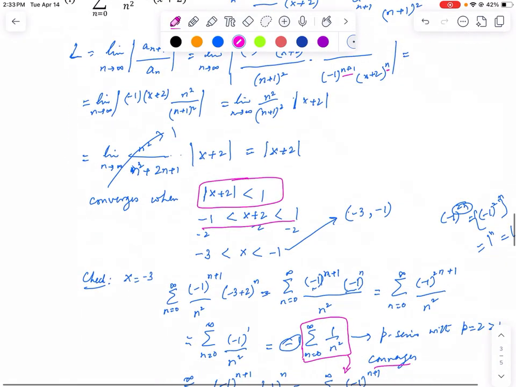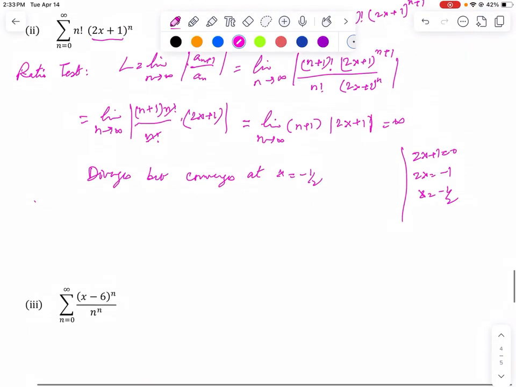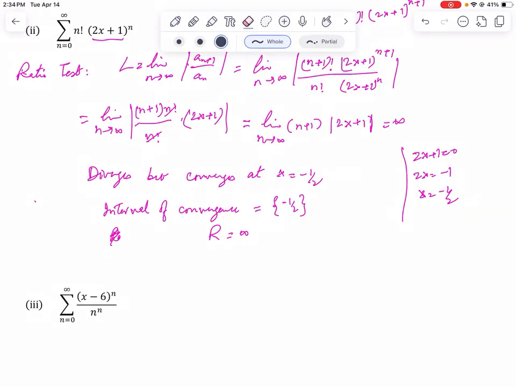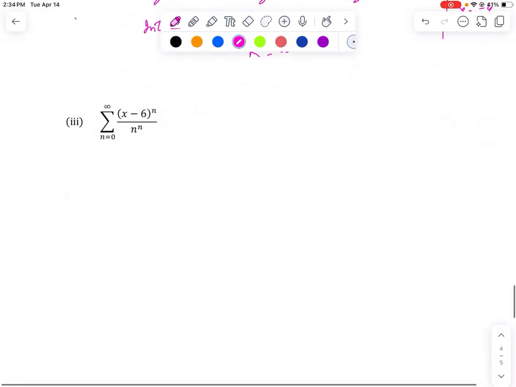Going back, so I say interval of convergence, although it's not an interval, but just one point, a single point, and the radius R, so that's how you write it. Yeah, I hope you got this one. Let's look at the next one.